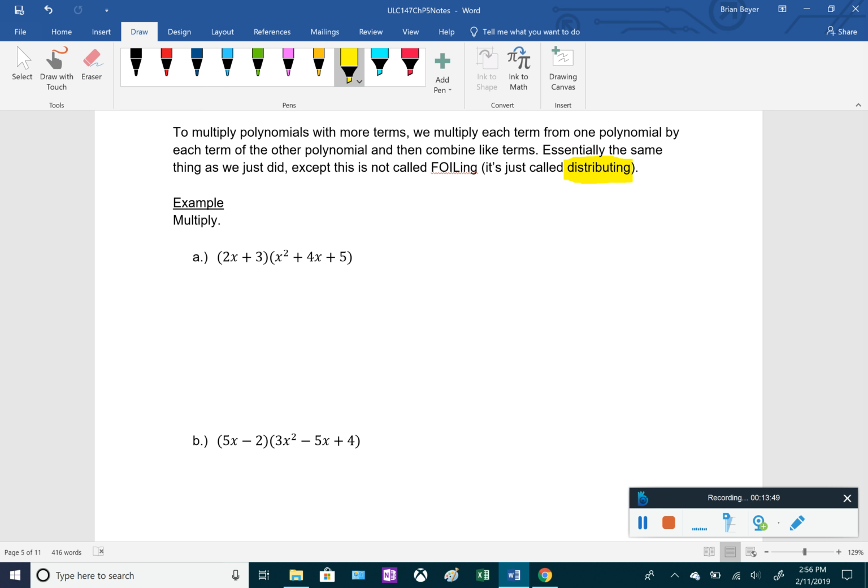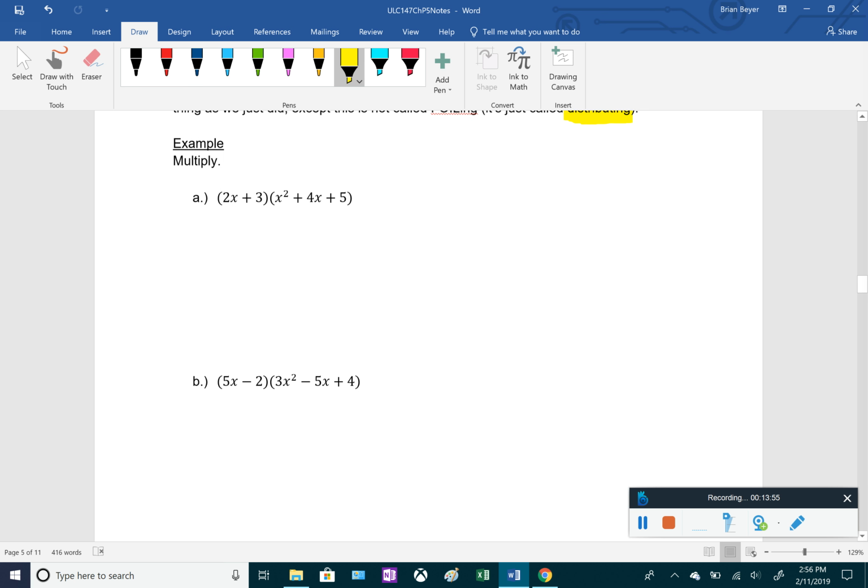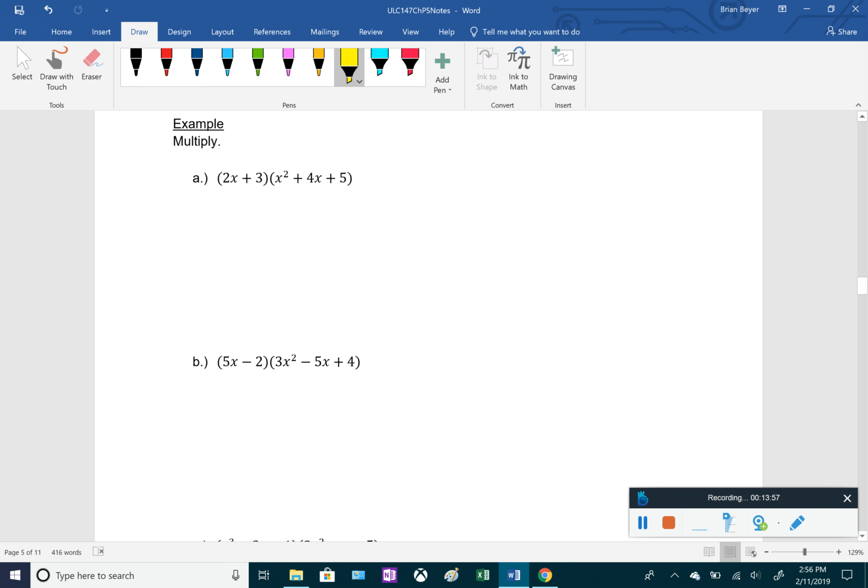So that's why I recommend thinking about foiling as distributing, because it's all the same general idea. So the first one, multiply 2x plus 3 times x squared plus 4x plus 5. So we have a binomial times a trinomial. We're going to multiply 2x into every term in here, and then we're going to multiply 3 into every term. So starting with the 2x, 2x times x squared is 2x cubed.